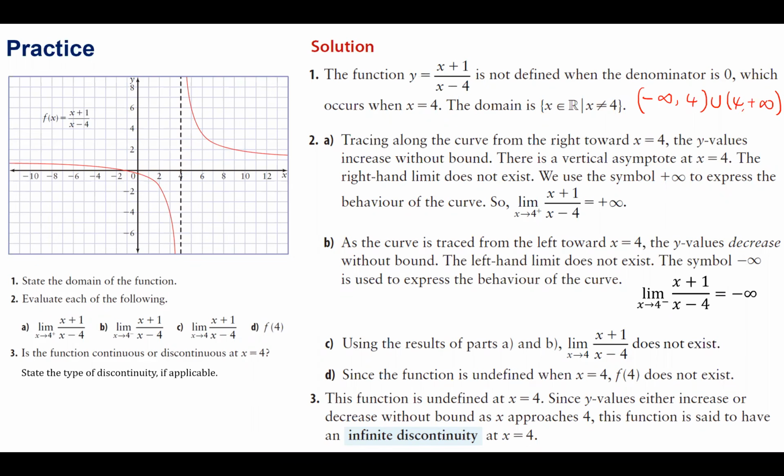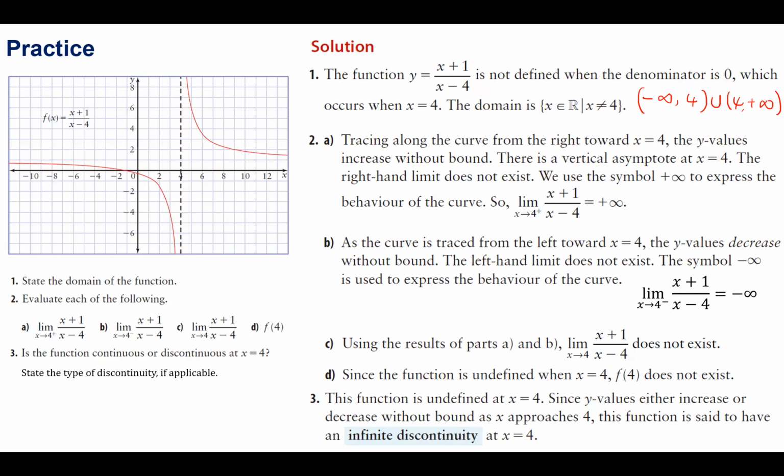There is a vertical asymptote at x equals 4. The right-hand limit does not exist. We use the symbol positive infinity to express the behavior of this curve. So we say the limit of this function as x approaches 4 from the positive side equals positive infinity.